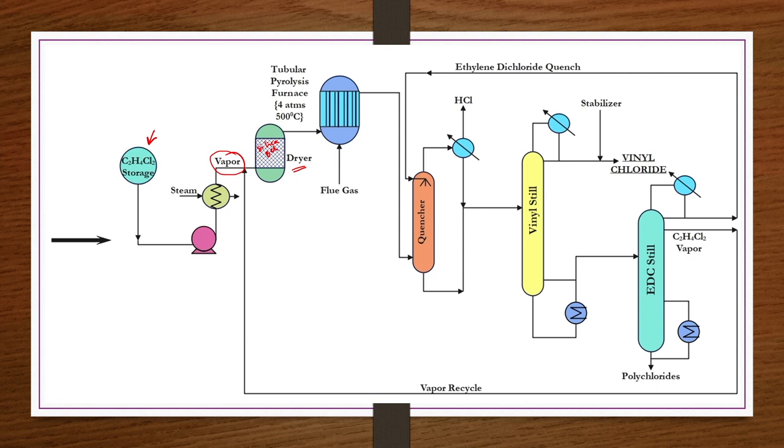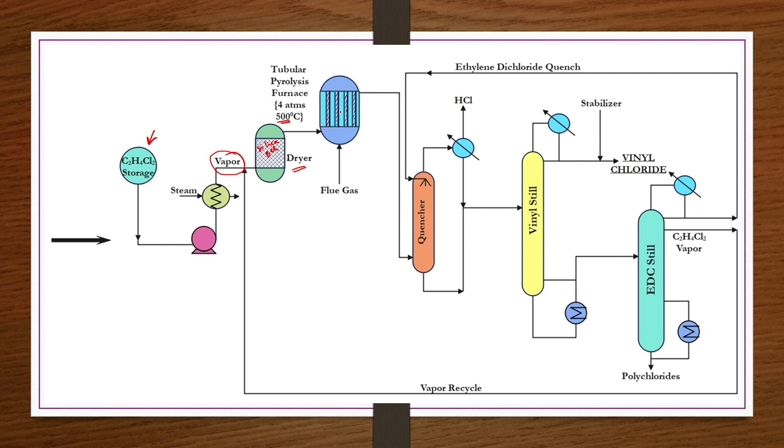This dried ethylene dichloride is passed through a tubular pyrolysis furnace where the tubes are there. In the reactor, 500 degree centigrade and 4 atmosphere pressure is maintained. The ethylene dichloride passes through these tubes only, and these tubes are filled with charcoal or a suitable catalyst, whatever is required. Primarily charcoal is taken as the catalyst. The temperature has to be maintained higher because it is a thermal pyrolysis process. So the selected temperature is 500 degree centigrade.